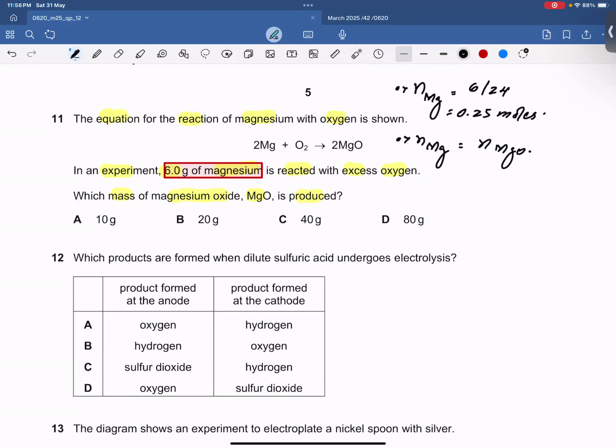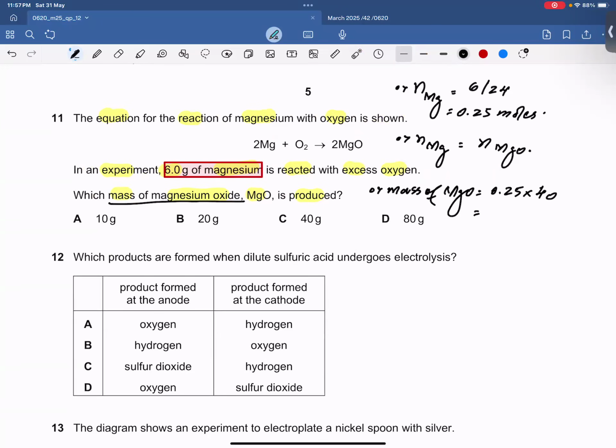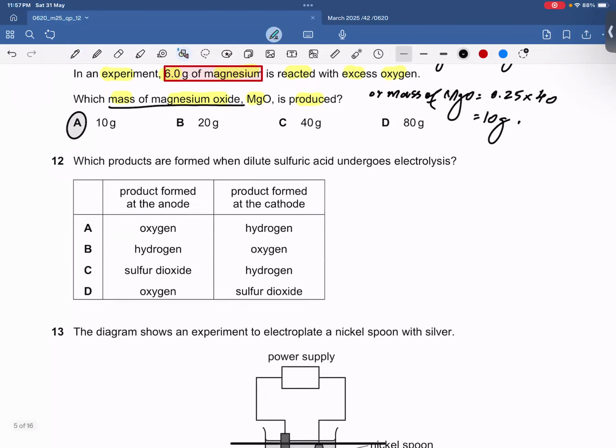Now we need to find out the mass of magnesium oxide, and for that we need to multiply moles with the MR of magnesium oxide. And MR of magnesium oxide is how much? 24 plus 16 becomes 40. So 40 into 0.25 becomes 10 gram, and so A is the right answer.